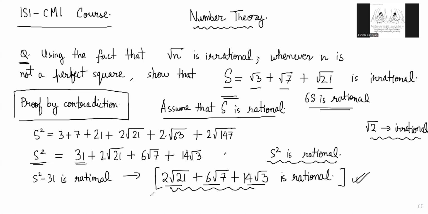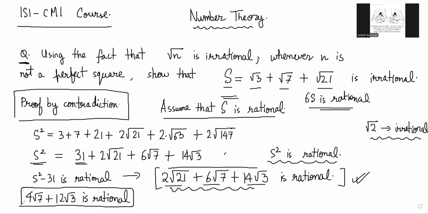Let's subtract twice of S from this number. So in that case, what will we get? The root 21 part will get cancelled. Twice of root 7, so 4 times root 7 plus 12 times root 3, right, is rational. Do you understand what I'm saying? Yes, sir. From this rational number, I am subtracting twice of S. And here, obviously, 4 can be taken common, and you have root 7 plus 3 times root 3 is rational, and 4 is an integer. So the number inside must be rational. We are getting root 7 plus 3 times root 3 is rational.